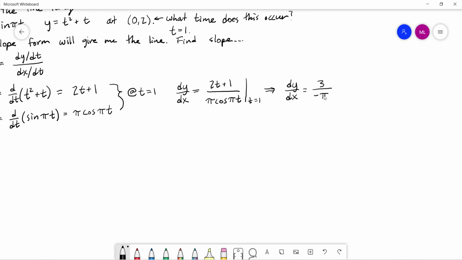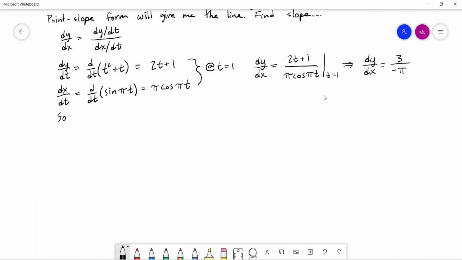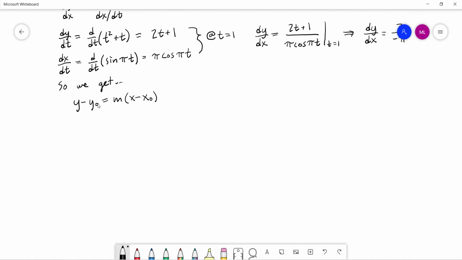So now that I have the slope, we get that the line is going to be y minus y0 equals m times x minus x0. This is the general version of a point slope form of a line. So m is our slope, and the x0 and y0 are known points.